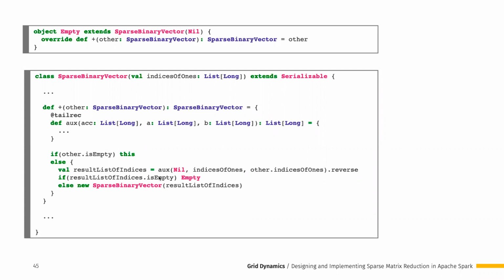And if we add two same vectors, we'll get an empty vector as a result. So instead of creating a new SparseBinaryVector of Nil, we just return the singleton, the Empty. And else is the same as before.